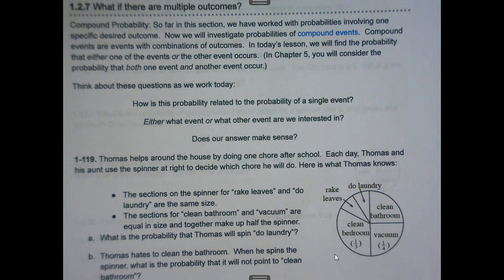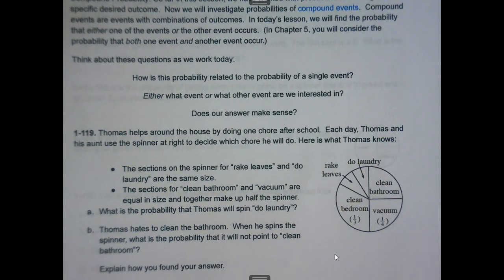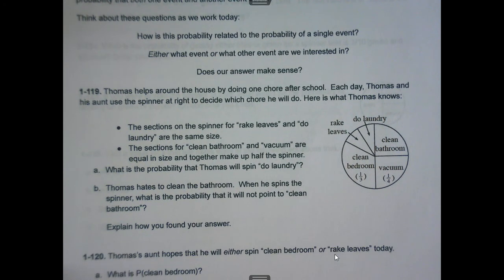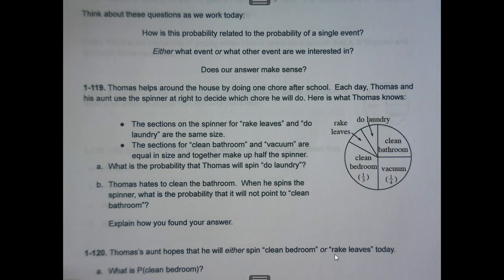We will be ending our year with chapter 5, in which we will be considering the probability that both one event and another event occur. Questions to think about as we work today include: how is this probability related to the probability of a single event? Either what event or what other event are we interested in? And does our answer make sense?